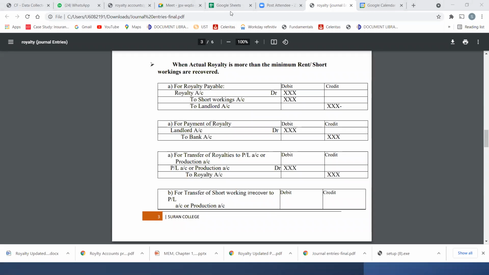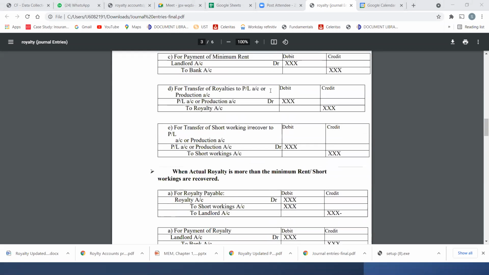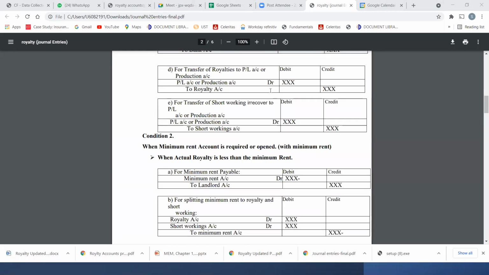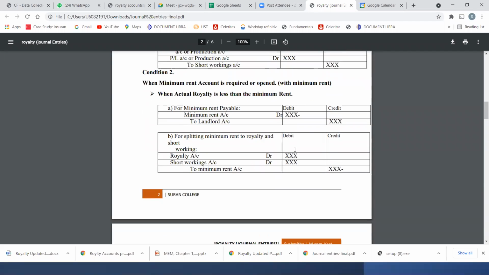And to landlord's account. Yes, good. Please remember one more thing: the minimum rent account is required only in the element where the actual royalty is less than the minimum rent. In that case only you can see the minimum rent account.